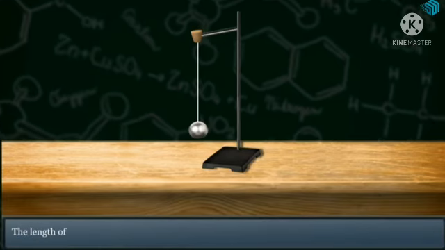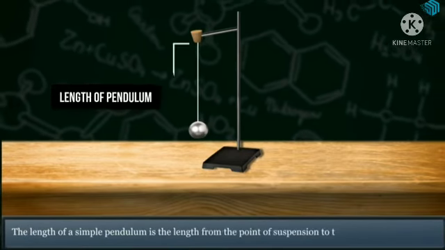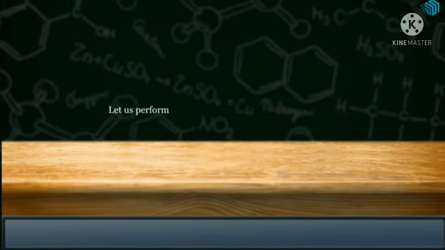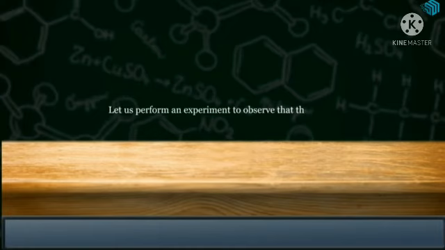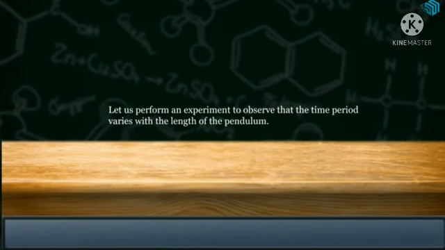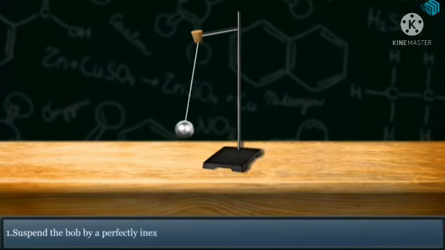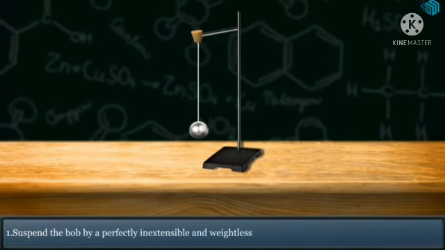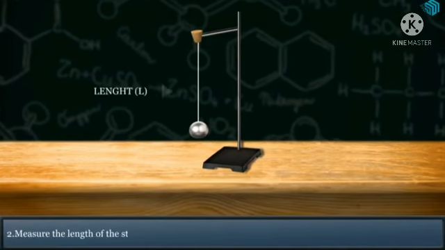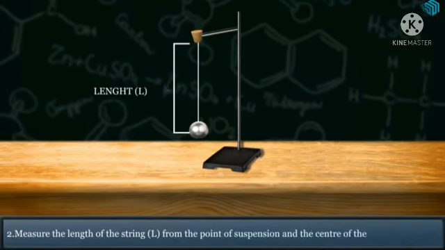The length of a simple pendulum is the length from the point of suspension to the center of the ball. Let us perform an experiment to observe that the time period varies with the length of the pendulum. Number 1. Suspend the bob by a perfectly inextensible and weightless string. Number 2. Measure the length of the string from the point of suspension to the center of the bob.